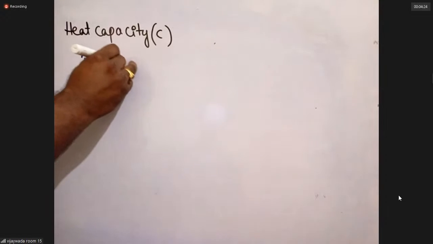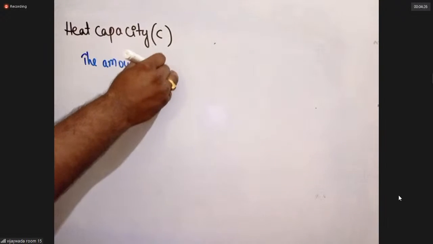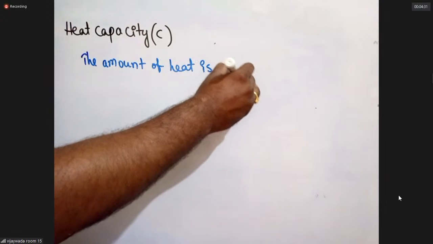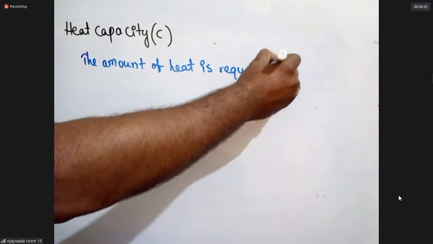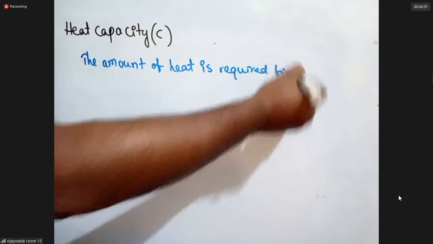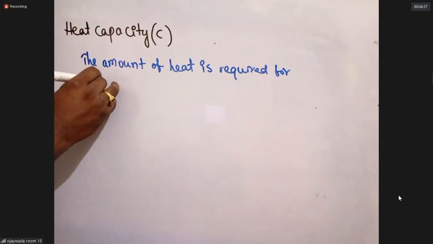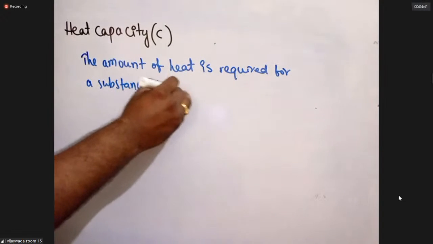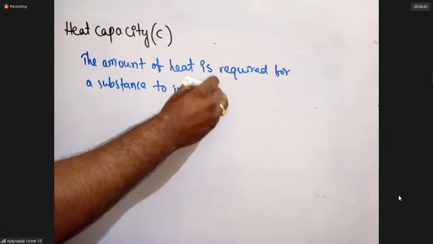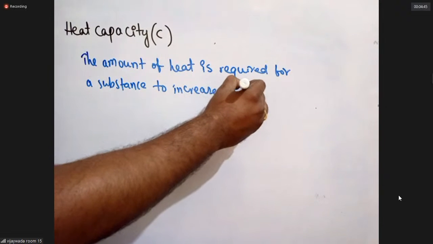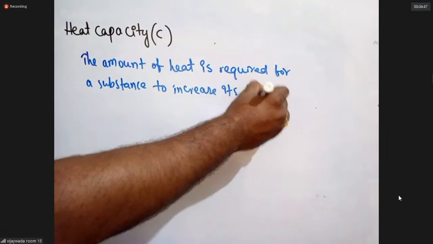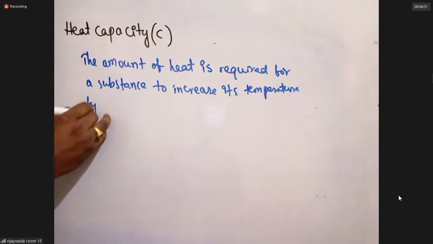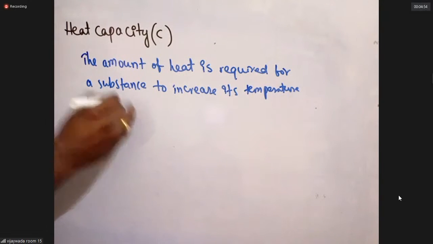The amount of heat required for a system, for a substance, to increase its temperature by 1 degree Celsius.